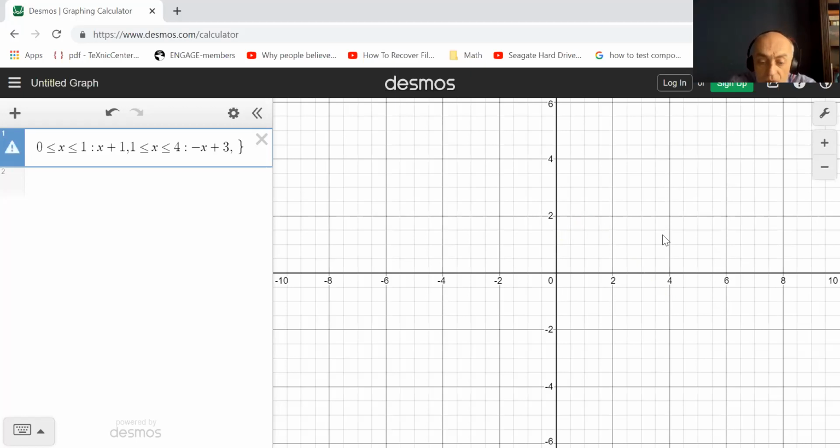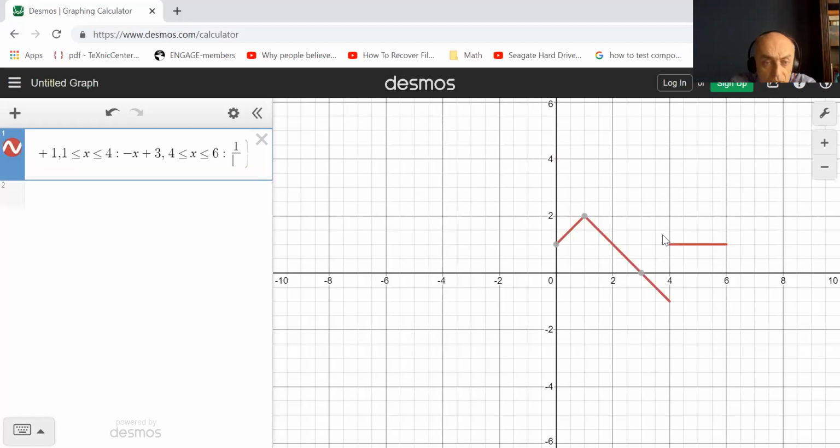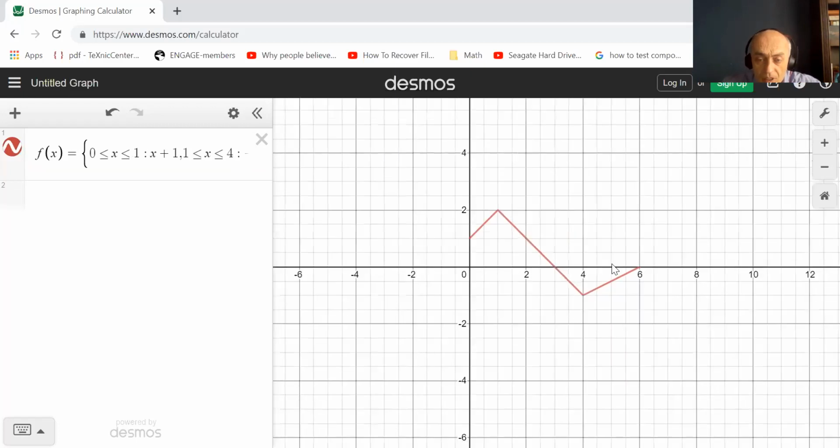Comma, and finally the last formula for x between 4 and 6, less than or equal to x, less than or equal to 6. And the formula, colon, we found 1/2 x minus 3. So we got this particular graph, and you can see here, this is our own function. All right, and now the rest of it is a piece of cake.